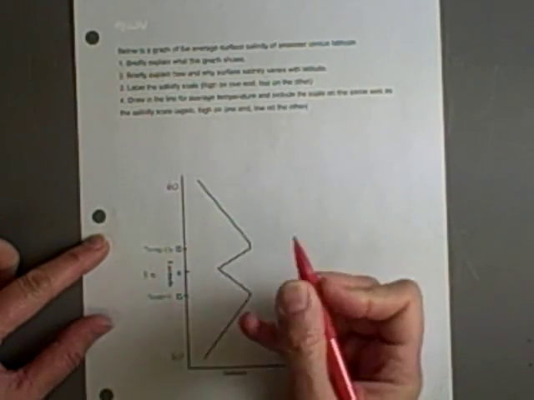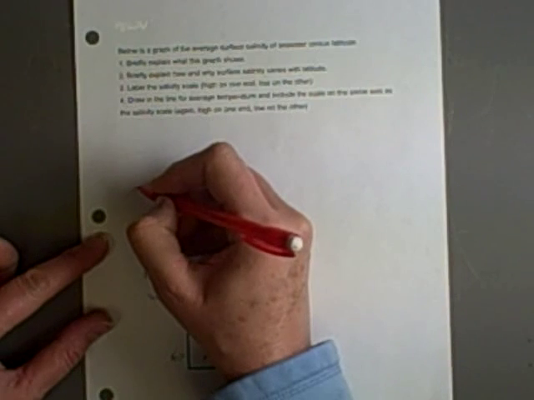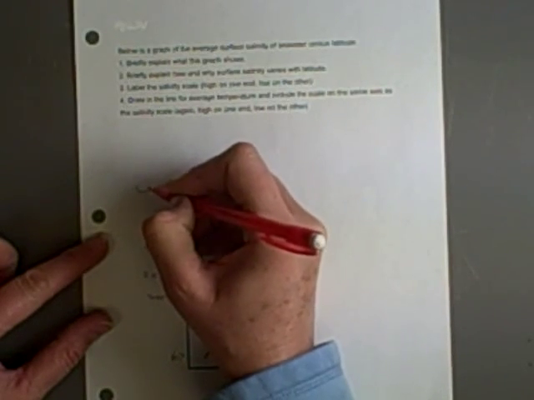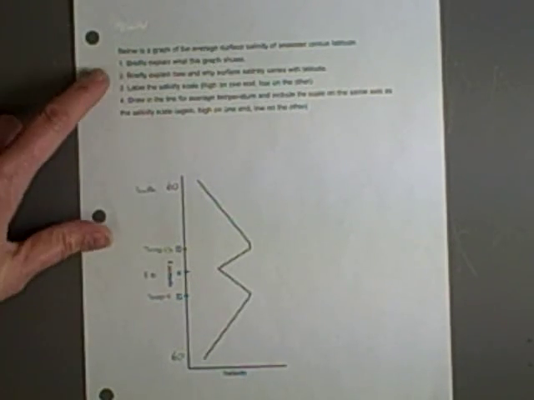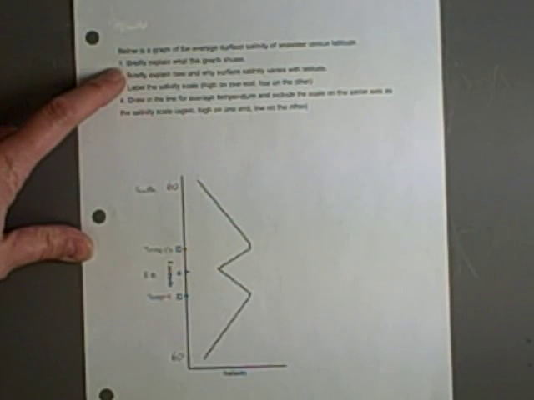Okay, and 60 is about the latitude of what? Seattle. Okay. In the northern hemisphere. Remember, Seattle's not in the southern hemisphere. But these are also the areas where we get a lot of rainfall. So briefly explain what this graph shows. It shows how sea surface salinity varies with latitude.